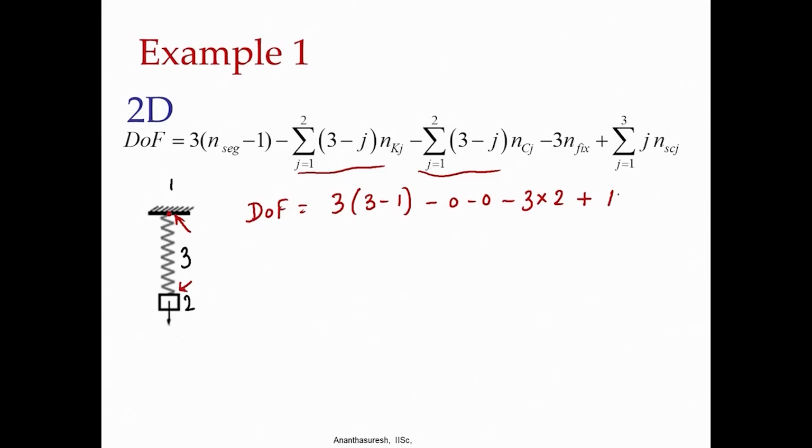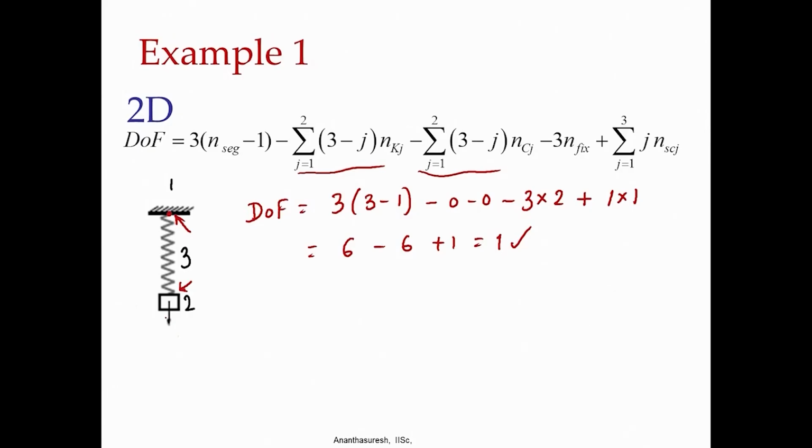So, it will be 1 times how many such segments are there? NSCJ, that is 1. So, if I do this, this will be 3 minus 1 2, that is 6, this is 6 plus 1. So, I get 1 degree of freedom. I am happy because this has 1 degree of freedom, right.